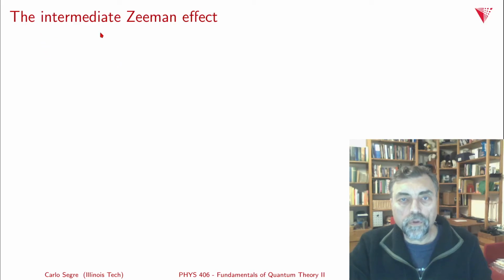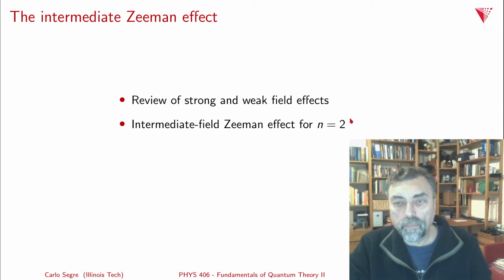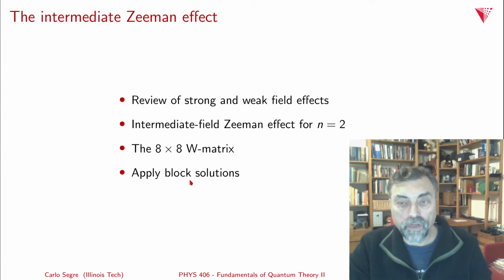In this video, we'll talk about the intermediate field Zeeman effect. We'll start by reviewing the strong and weak field effects. Then we'll calculate the intermediate field Zeeman effect for n equals 2, computing the W matrix, which is an 8 by 8 matrix, and then applying the block solutions to get the final energy eigenvalues.